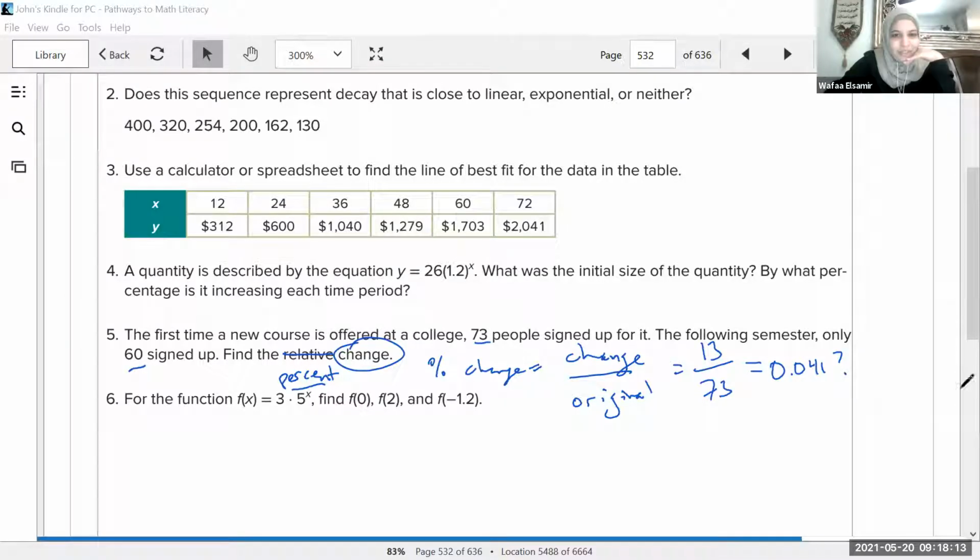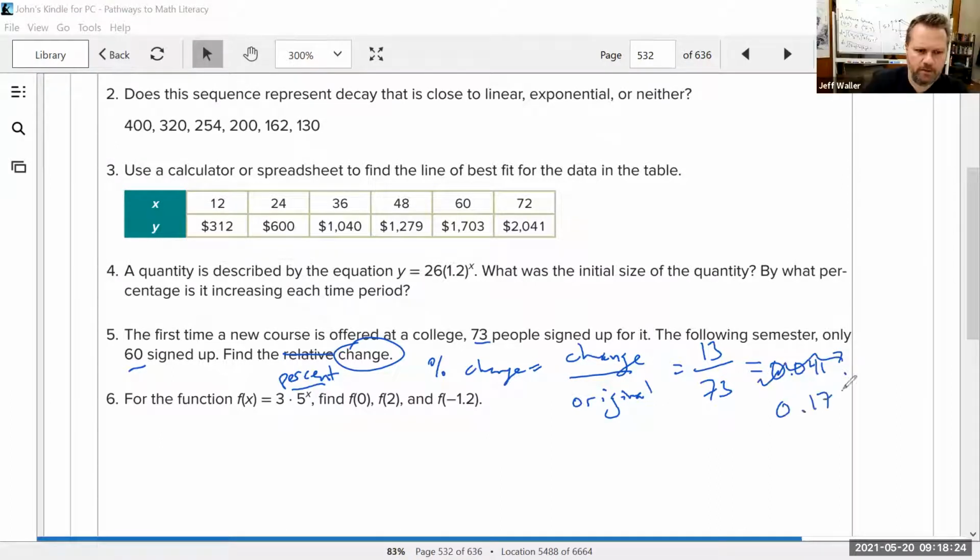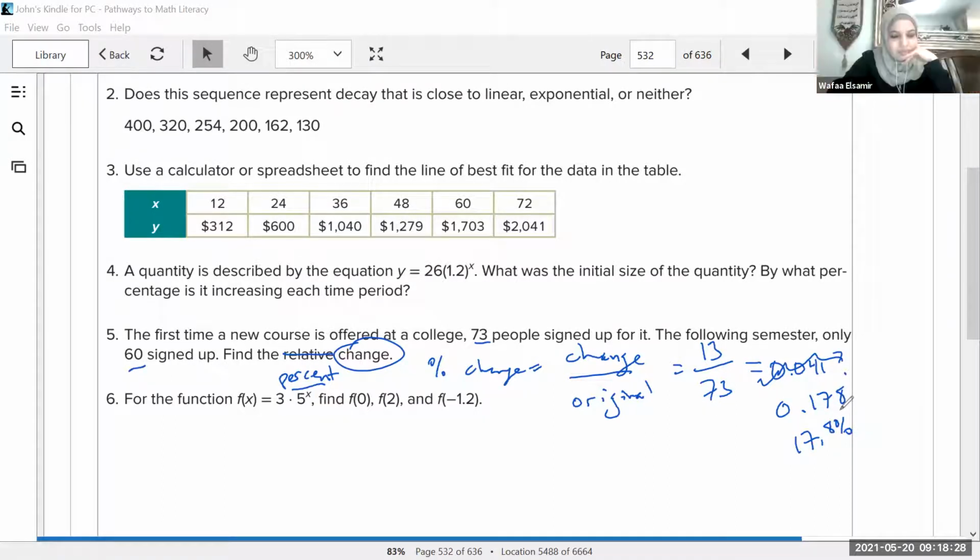It's wrong. I put the 3 instead of 13. Ah, thank you. I was thinking it should be the 20%. Yeah, 0.1780. That's better. So 17.8% roughly. Okay.